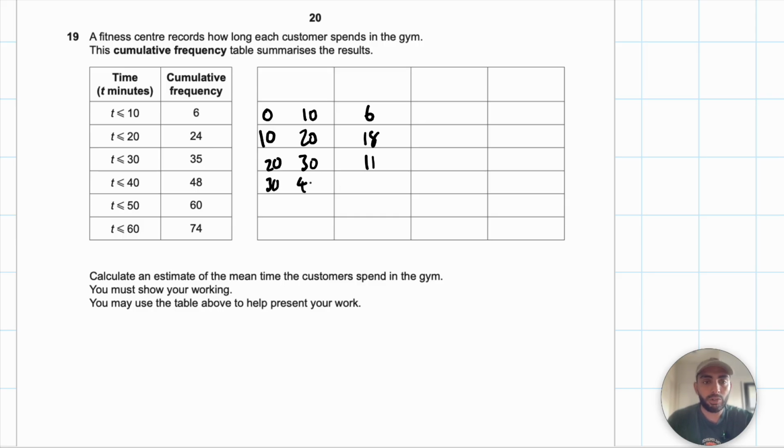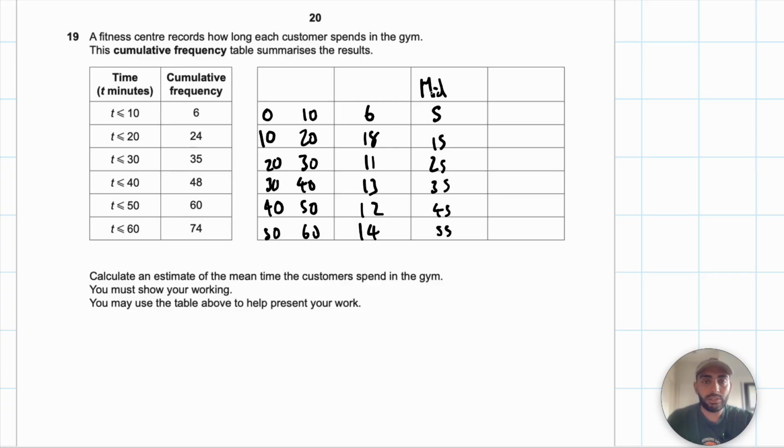Then 30 and 40, 40 and 50, 50 and 60. Let's just work these out. So we've got 13 between those, 12 between those, and 14 between those. So we've already created our grouped frequency table. We need to find the midpoints of these. So the midpoint of this class interval between 0 and 10 is going to be 5. That'll be 15, that'll be 25, 35, 45, and 55.